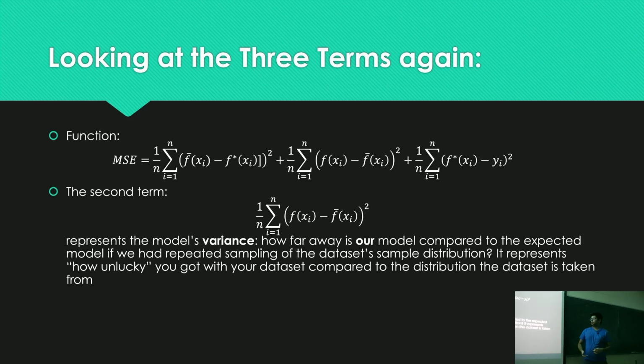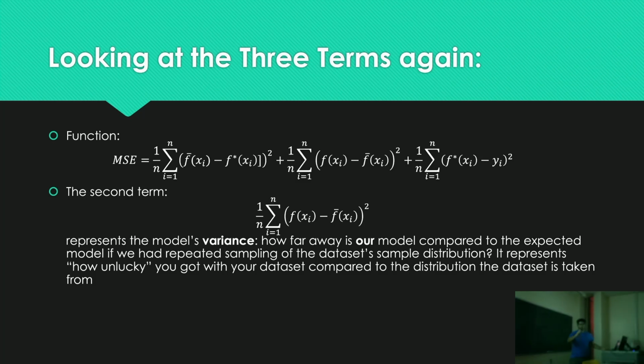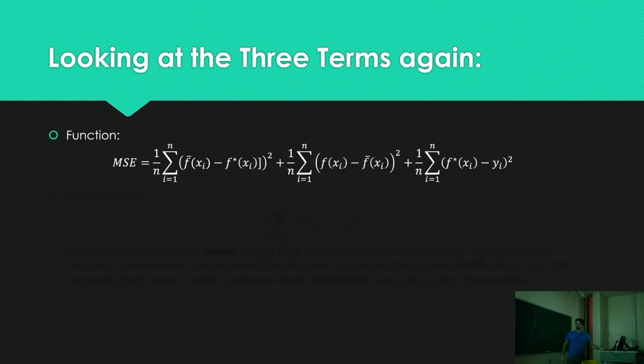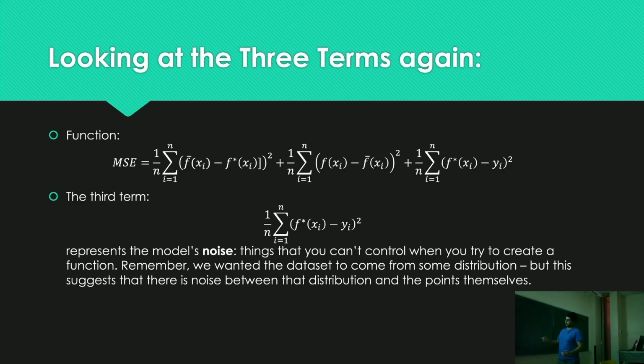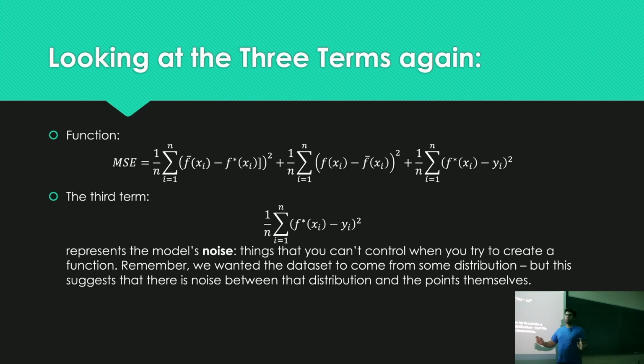So if you had sampled several times and you took f to be this average, you would be pretty close to f bar, if not get it. It represents how unlucky you are with your data set compared to the distribution that the data set is taken from, and could be influenced by the noise of the data set itself, which leads to the third term.